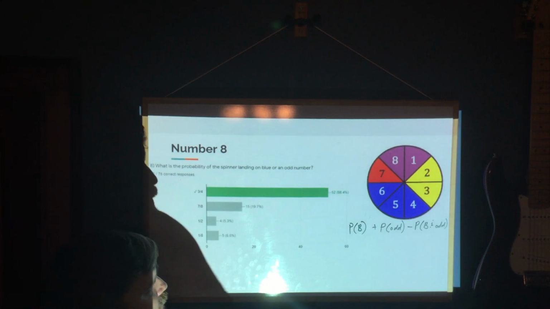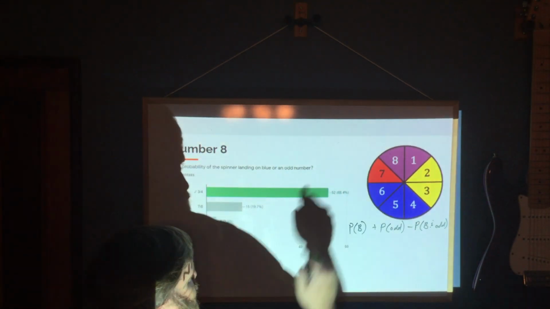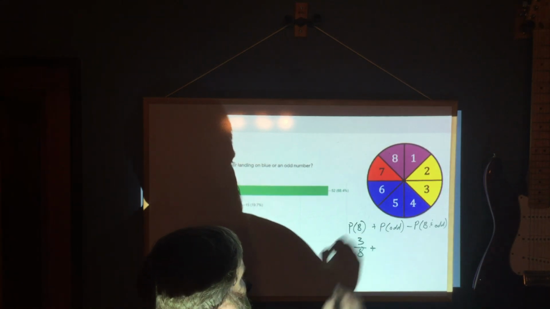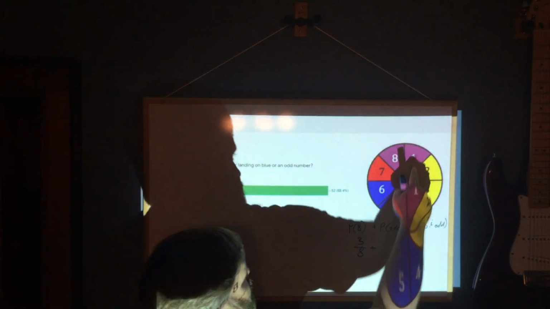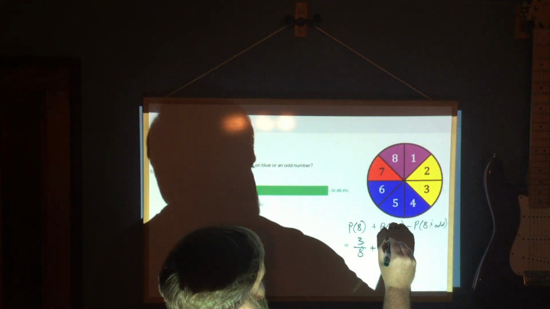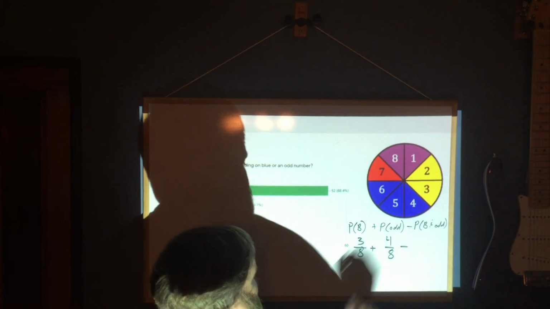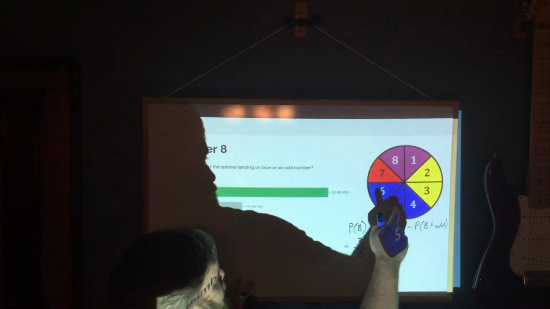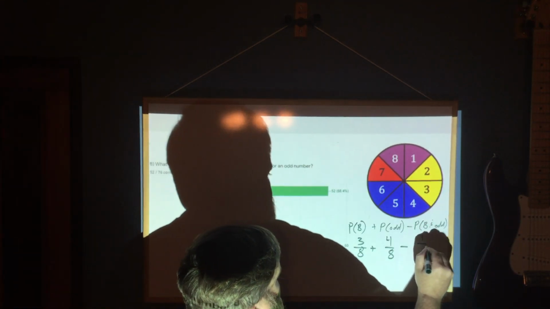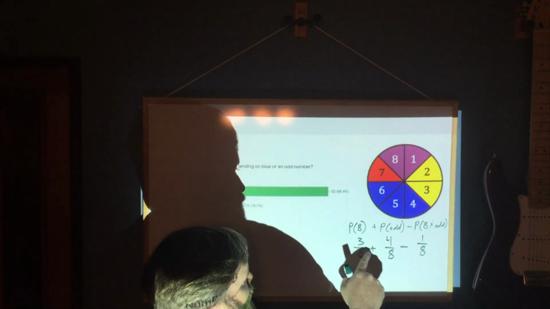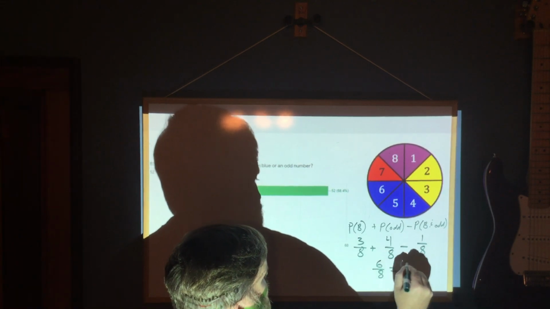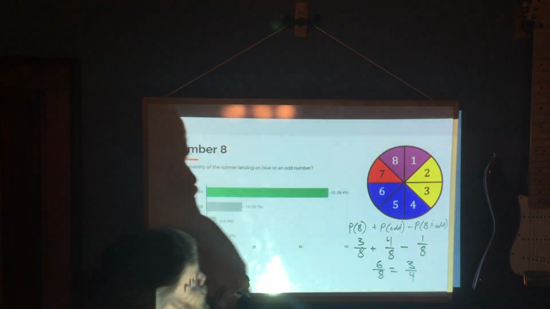The probability of blue, where there's 1, 2, 3 of those, so that's 3/8. The probability of odd, there's 1, 2, 3, 4 of those, so that's 4/8. And then minus the probability that it's blue and odd, there's only 1 of those, so you have to subtract that one. 3 and 4 make 7, minus 1 is 6/8, which reduces to 3/4.